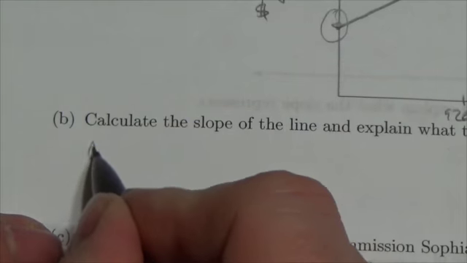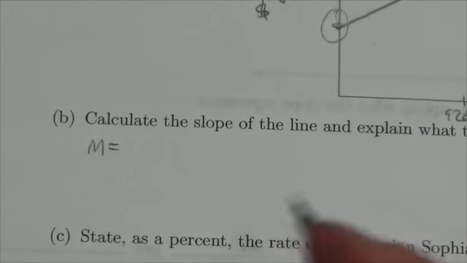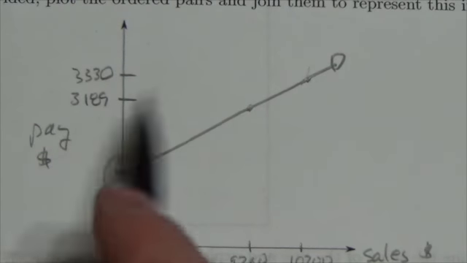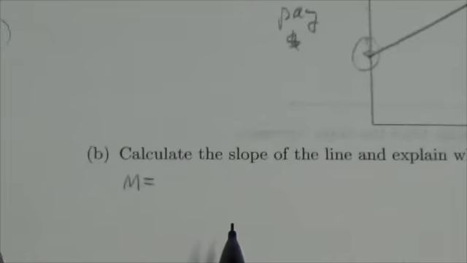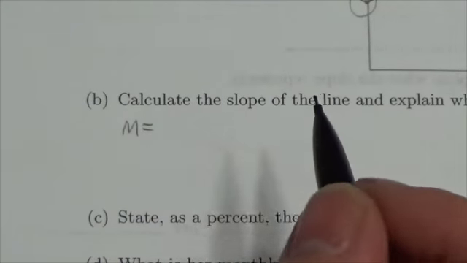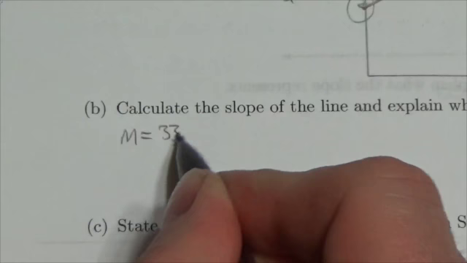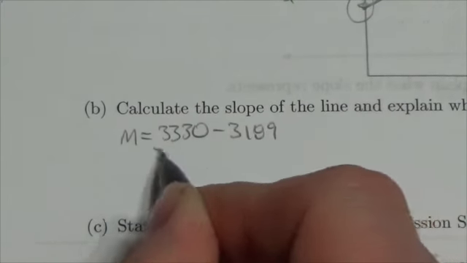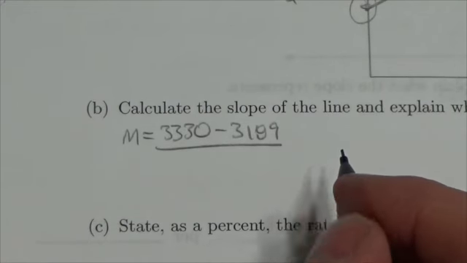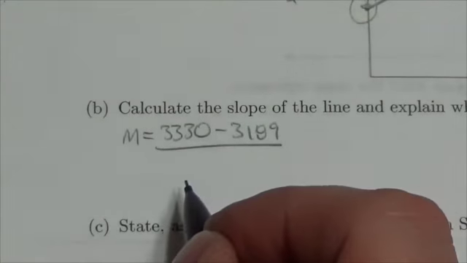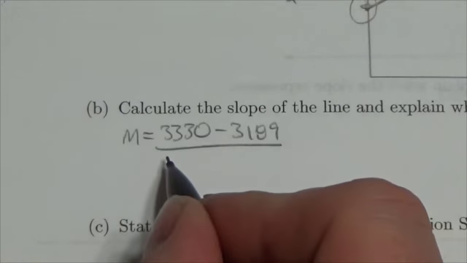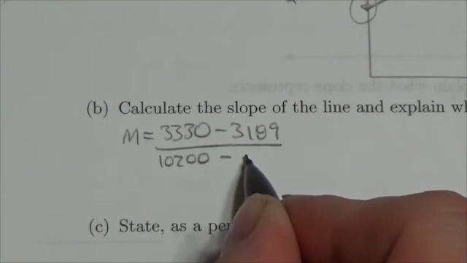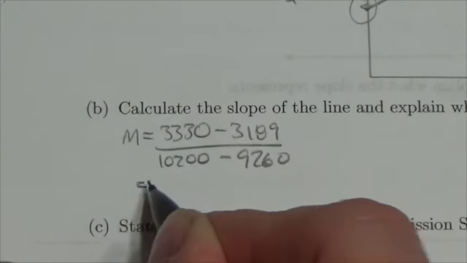Well, slope is going to be the vertical change. We have decided, and I think it's pretty clear, that her pay is the dependent variable. So of the 2 points here, we're going to take 3,330 and subtract the 3,189. We are going to divide that by the difference in the sales, the independent variable, and to make those correspond, this has got to be 10,200 minus 9,260.